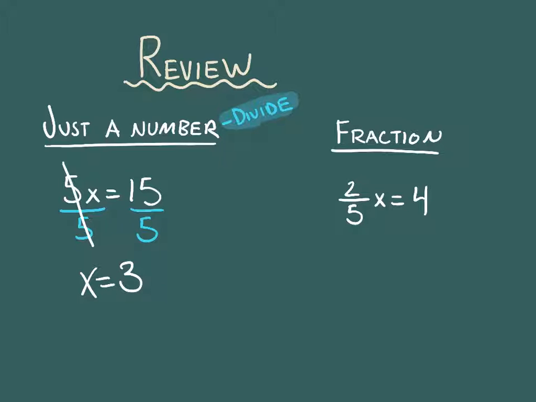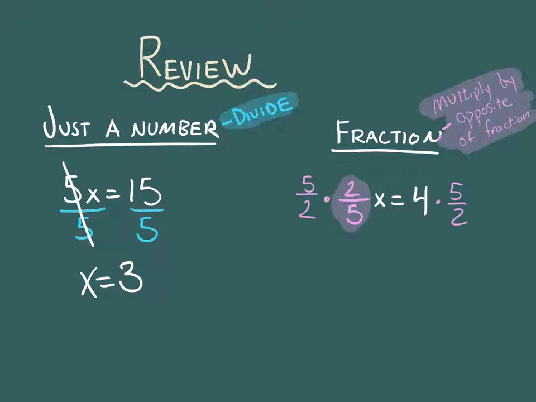Now when you see a fraction in front, what you're going to do is multiply everything by the opposite of that fraction. So the fraction that we have is 2/5. The opposite of 2/5 is 5/2. And notice how I multiplied both sides by 5/2. And this will simplify to 10x is equal to 20/2. Our 10s will cancel out, and we'll have a final answer of x is equal to 10.